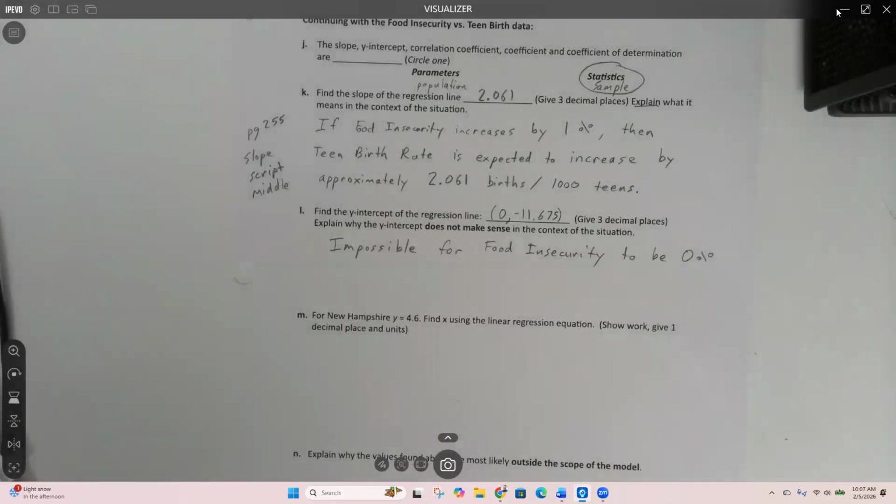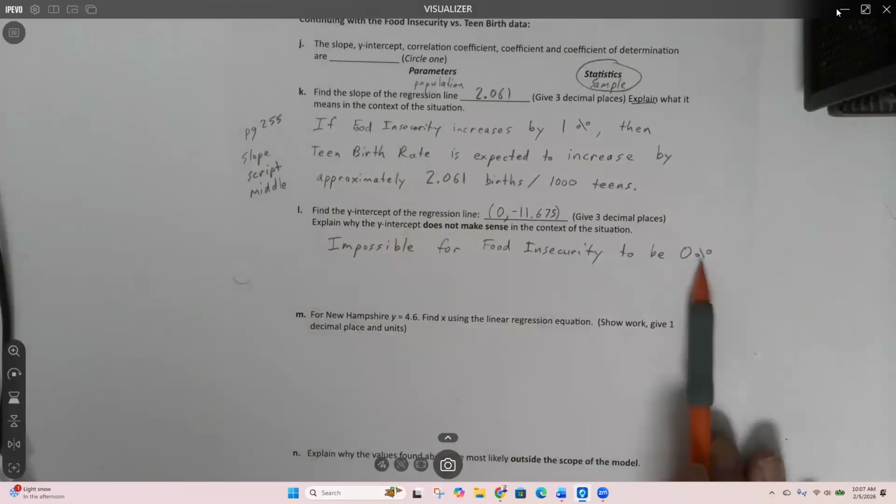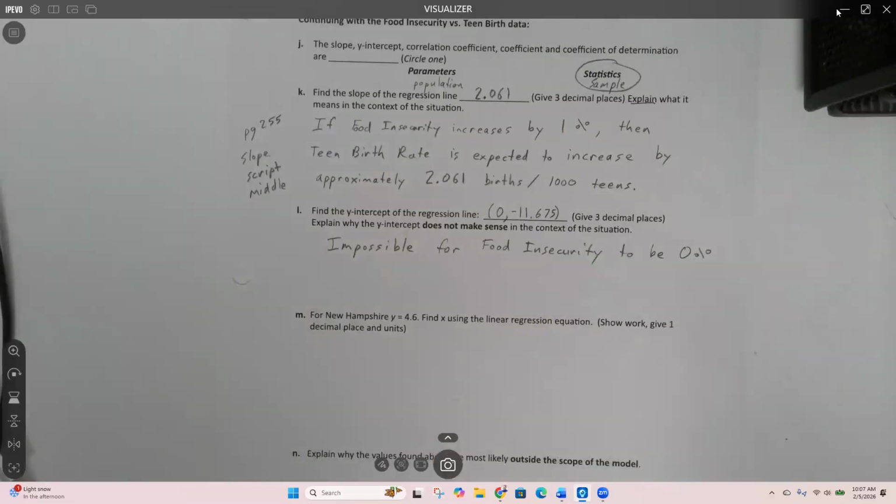What does food insecurity mean? It means what percent of households don't have enough food to eat. So it's impossible for your food insecurity to be 0. In every state, there's going to be homelessness, there's going to be people that are not able to provide. If a state had a food insecurity rate of 0%, that means every single household has enough food, and we know, unfortunately, that's not the case.